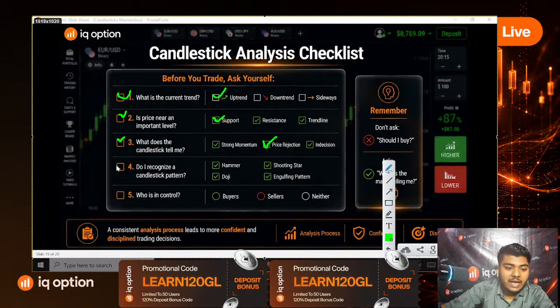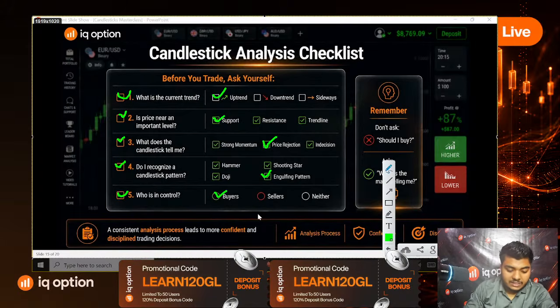And the fourth is, do I recognize a candlestick pattern at the support level? What are we getting here, guys? A bullish engulfing pattern. Combine all these, and we get a decision right now. So who is in control? Buyers are in control, because at the support level we got a price rejection and a bullish engulfing pattern. That means buyers are in control.